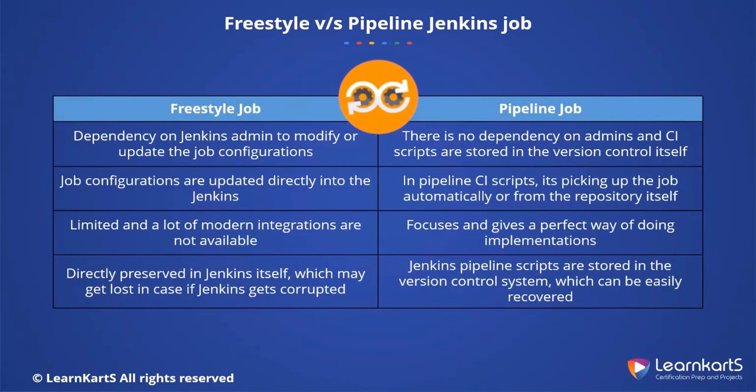Now, what is the typical difference between the freestyle and the pipeline over here? The freestyle job is something where you will require admin access to modify or make changes to the job. Whereas in the pipeline job, there is no dependency on the administrators, and the CI scripts can be stored in the version control in the repository itself. In a freestyle job, you do the updates directly in Jenkins. The pipeline job picks up these jobs automatically from the repository itself.